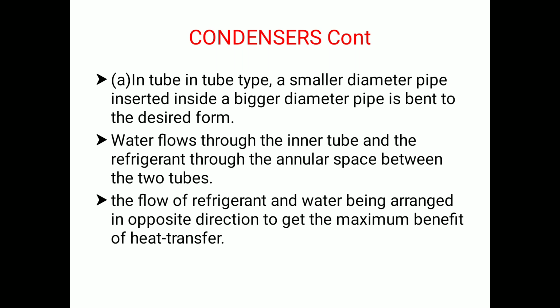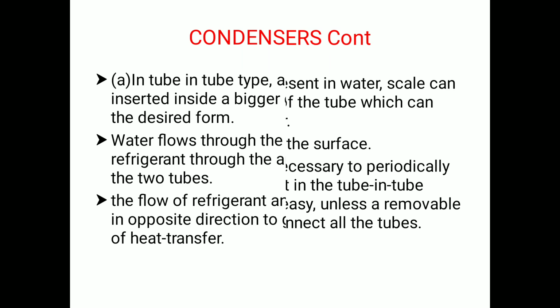In tube in tube type, a smaller diameter pipe is inserted inside a bigger diameter pipe. Water flows through the inner tube and the refrigerant through the annular space between the two tubes. The flow of refrigerant and water is arranged in opposite directions, that is a counter flow direction, to maximize the benefit of heat transfer. We already know the counter flow heat exchanger will have maximum efficiency.